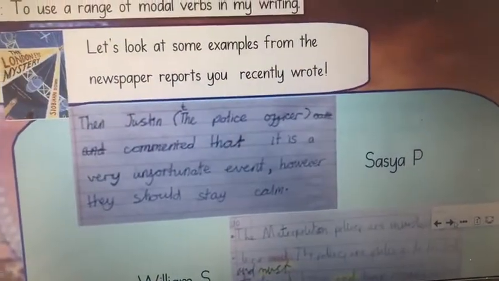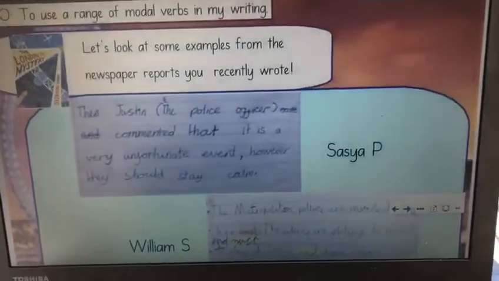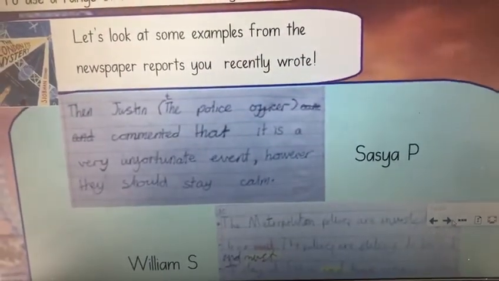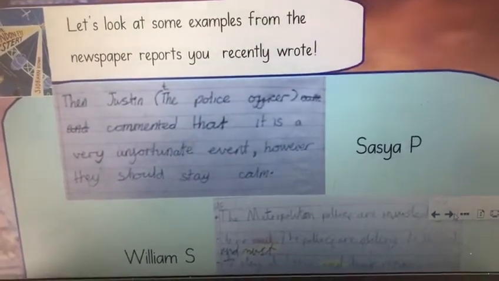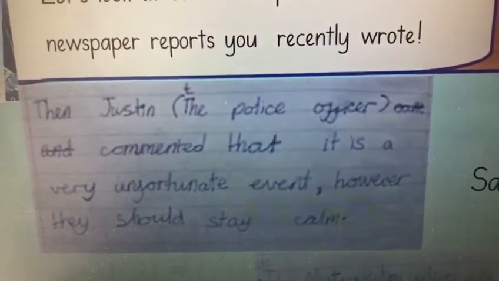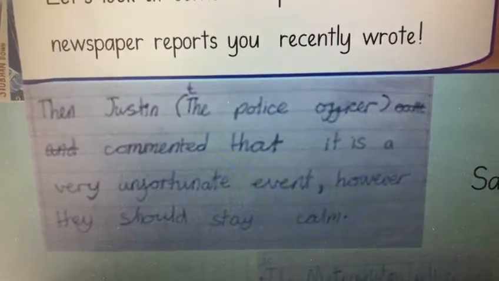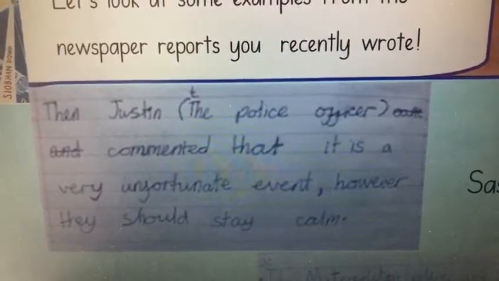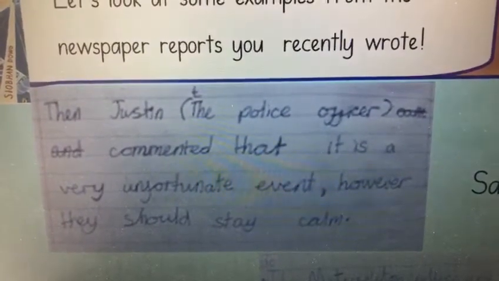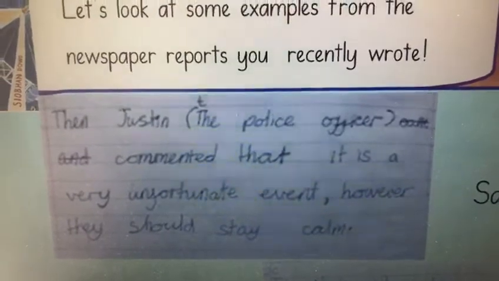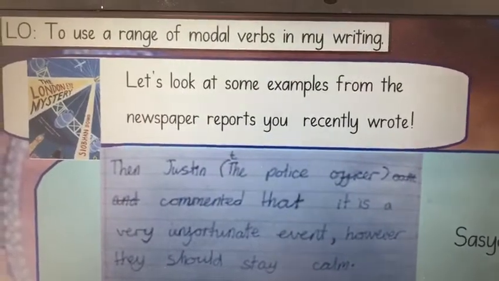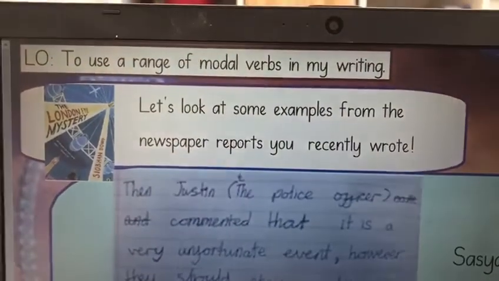Quick task for you, before we do our task, we're going to look at some examples. I've found these examples in a couple of children in 5H's work, so well done to Sassia and William, who have already included modal verbs in their writing independently. So here's Sassia's example. Then Justin, the police officer, commented that it is a very unfortunate event. However, they should stay calm. Where is Sassia's modal verb? Which word should I be highlighting?